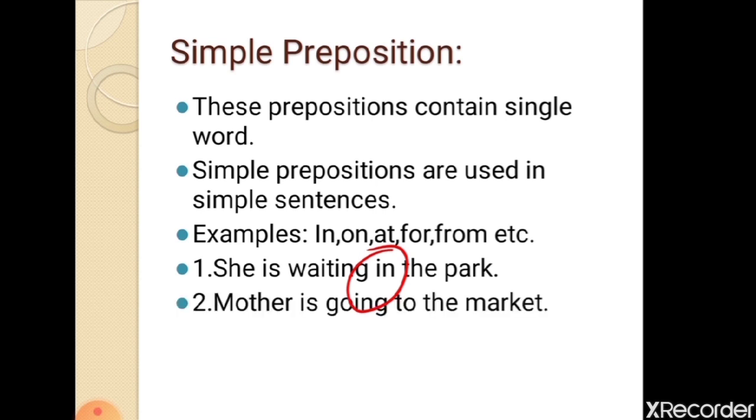The second example is: mother is going to the market. Mother is going the market. So, to is a linking word and hence it is a preposition. So, in these sentences, in and to are prepositions, simple prepositions, because they appear in simple sentences as well as they contain only a single word.